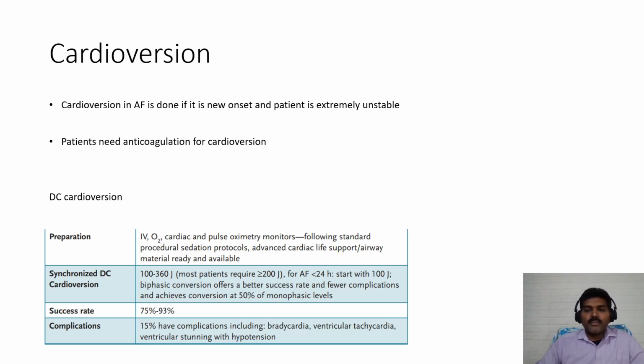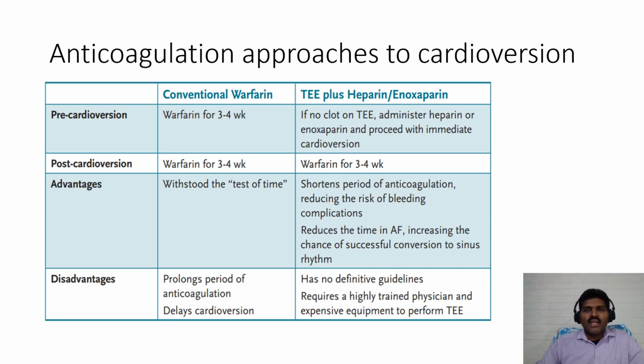Anticoagulation approaches. Pre-cardioversion anticoagulation is usually done with warfarin for 3 to 4 weeks before you cardiovert the patient. TEE plus heparin or enoxaparin can be used. If there is no clot on transesophageal echo, administer heparin or enoxaparin and proceed with immediate cardioversion. Post-cardioversion, warfarin for 3 to 4 weeks has to be continued. If you have used TEE with heparin or enoxaparin, warfarin also has to be continued for 3 to 4 weeks.